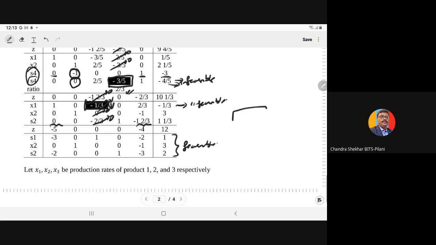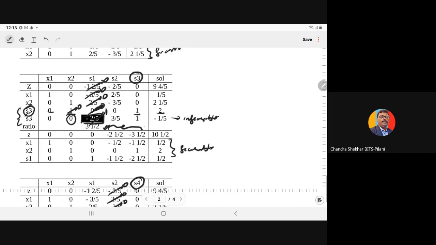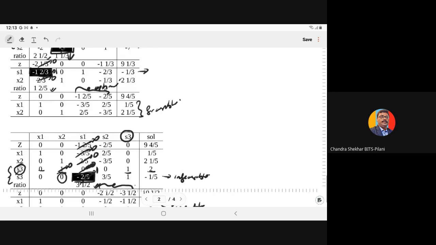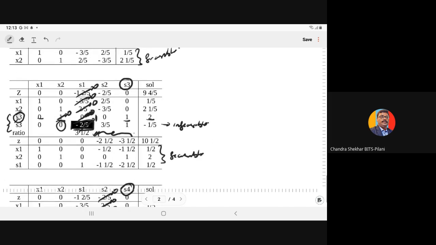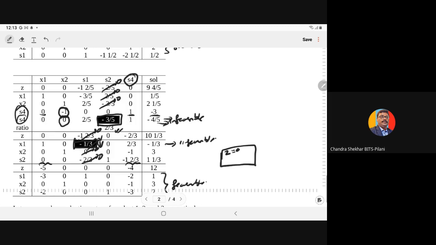When we draw the branch and bound, first z is equal to 9 and 4 by 5, x1 is equal to 1 by 5, and x2 is equal to 2 and 1 by 5. And here we take the branches x2 less than or equal to 2, and x2 greater than or equal to 3.